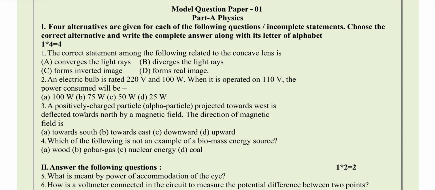Next question. A positively charged particle, that is alpha particle. Alpha particle is positively charged particle. Projected means we are putting projected towards west is deflected towards north by a magnetic field. Again I am repeating the question. A positively charged particle, that is alpha particle, projected towards west. Towards which direction we are projecting? West. West के direction में हम उसको project कर रहे हैं.